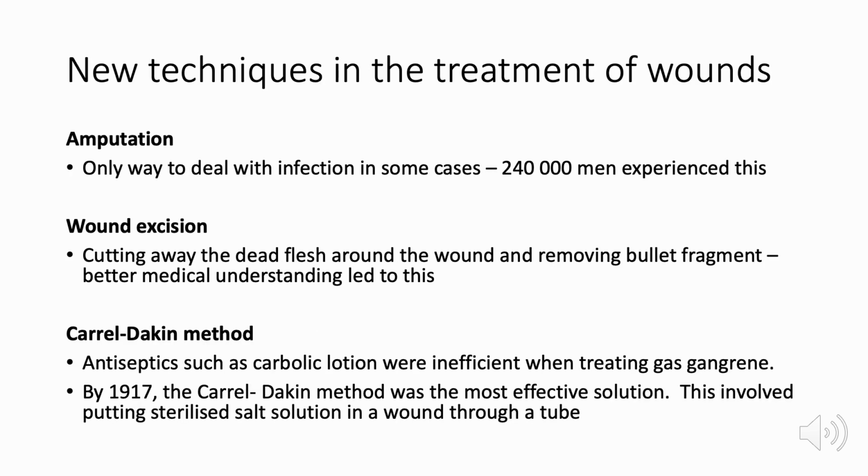In terms of some of the new techniques in the treatment of wounds, there's quite a few that you need to be aware of, but not in a huge amount of detail. So amputation, quite self-explanatory, where a limb is chopped off. 240,000 men were recorded to have experienced this, and that's just amputation in relation to infection. Then there's something known as a wound excision. That is where the dead flesh around the wound is cut away, and the bullet fragments are removed.